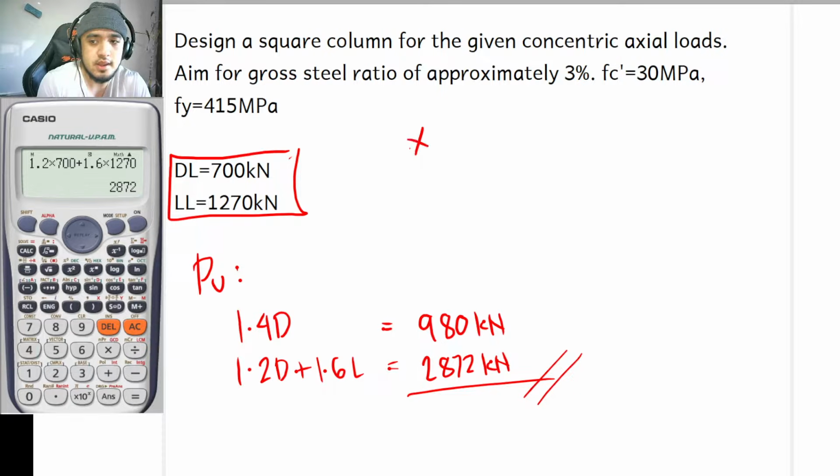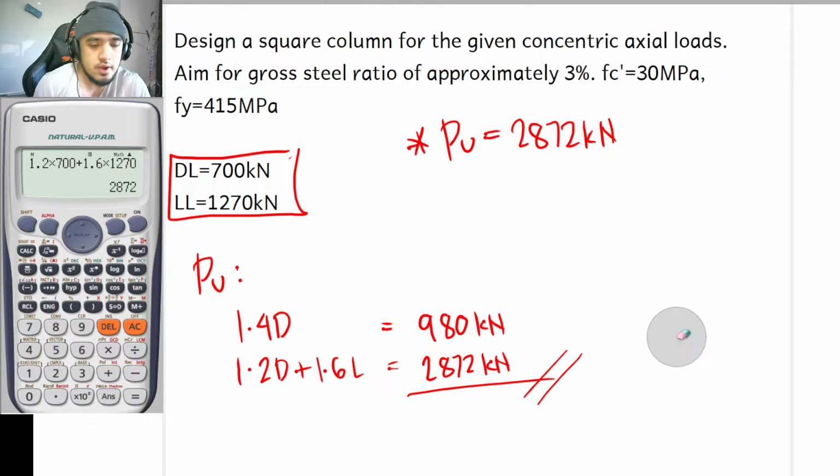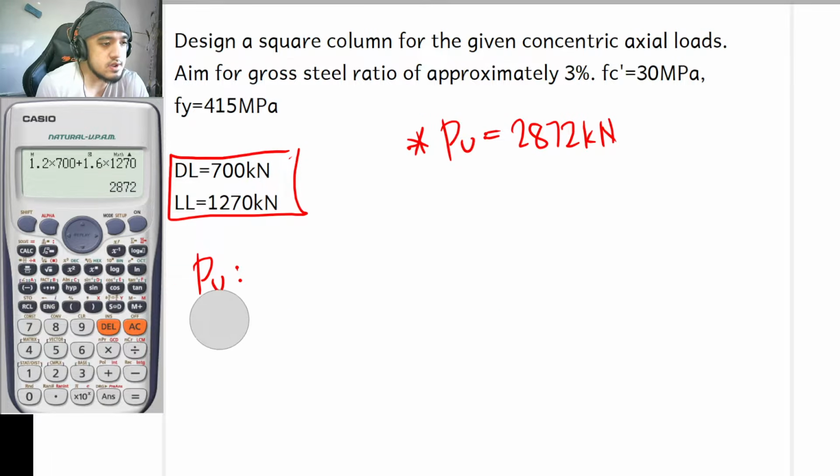So I will just be writing them here. Pu is now equal to 2872 kilonewtons. Okay, so I would be erasing this for us to have space. What is the next thing that we will be doing?